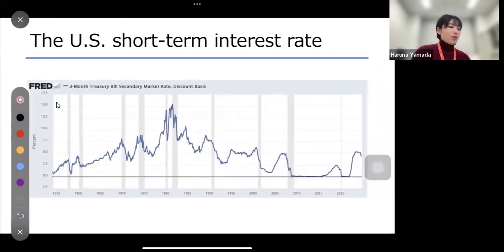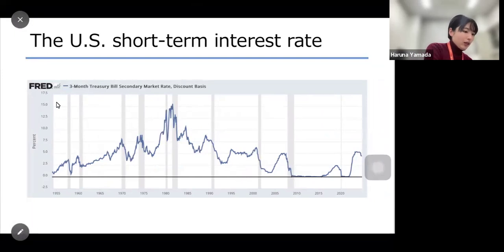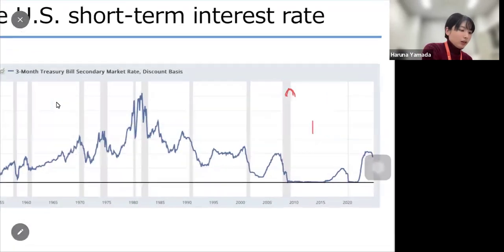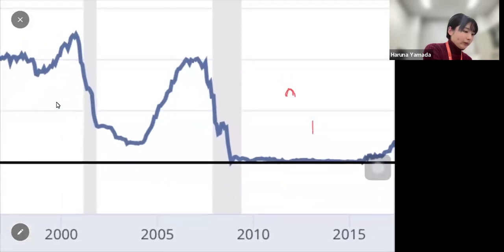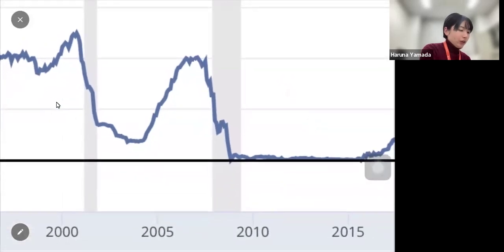So this is the US short-term interest rate. You can see that this gray area is the global financial crisis. You can see that around here, before the global financial crisis, the interest rate increased up to 2006.